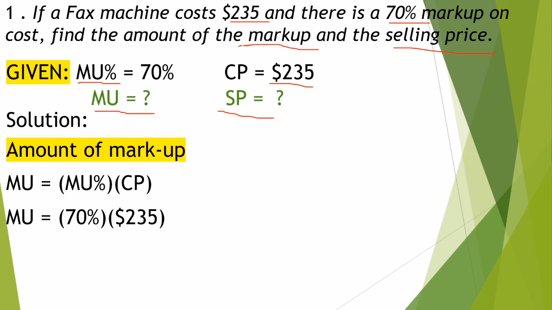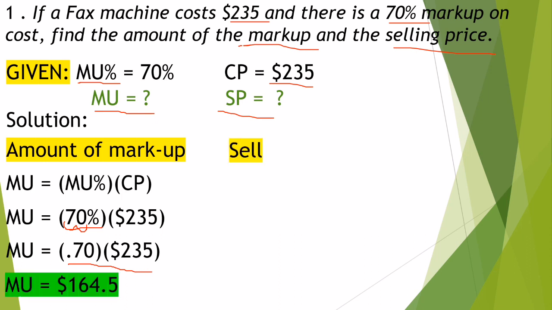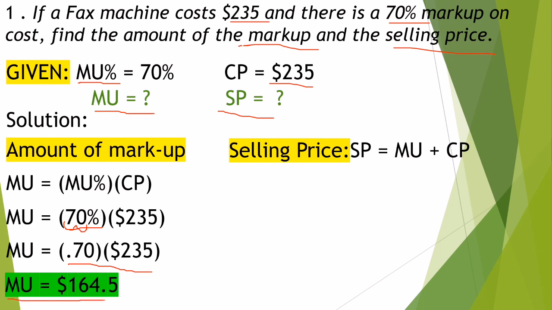$235. And then convert 70% into decimal. So move the decimal point to the left twice, 1, 2. So we have now MU is equal to 0.70, or you can also write 0.70 times $235. And multiplying 0.70 times 235, we have $164.5, which is the same with our previous answer.